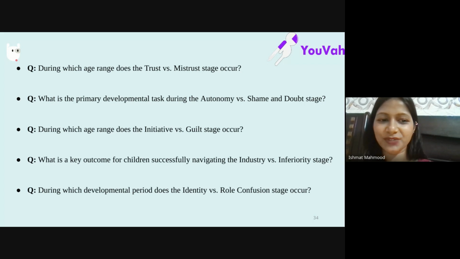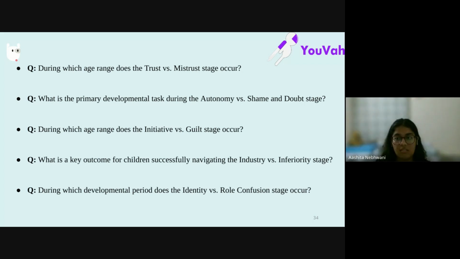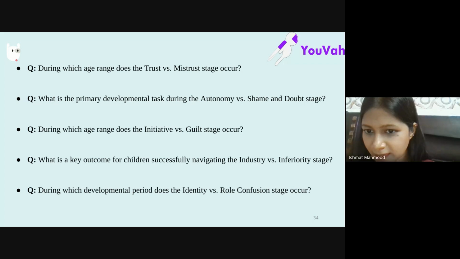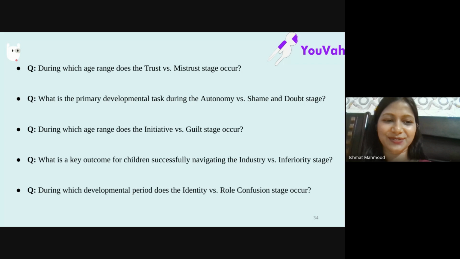Next question is, what is the primary developmental task during the autonomy versus shame and doubt stage? To assert independence. Yes, absolutely. So the third question is, during which age range does the initiative versus guilt stage occur?